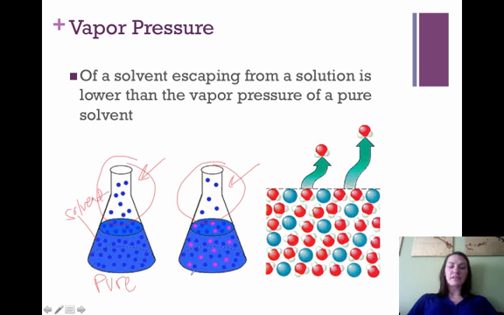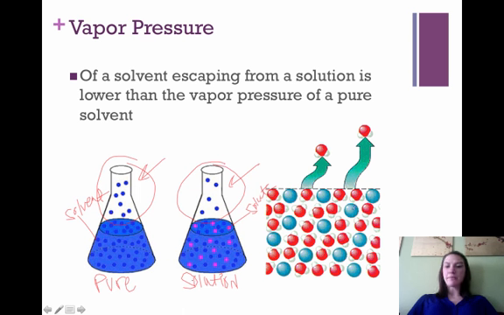And here this is going to be our solution, and we can see we've got a solution of pink particles. Doesn't matter what they are. We can say that they're salt, sugar, or another chemical. The pink particles are going to be your solute. So this is a solution. What you can notice just looking at these pictures is that in the solution, we actually have a lower vapor pressure than in the pure substance. We have fewer particles in that gas form.